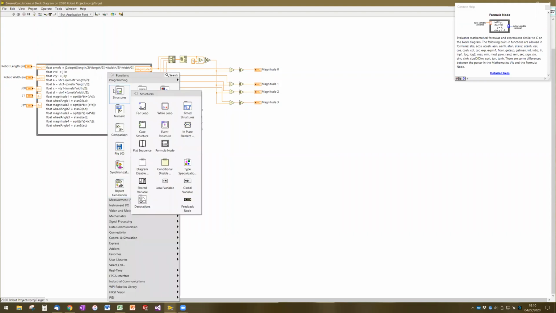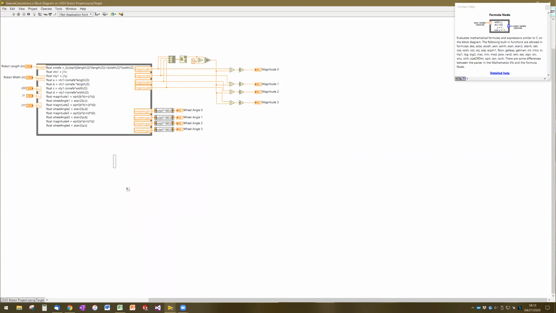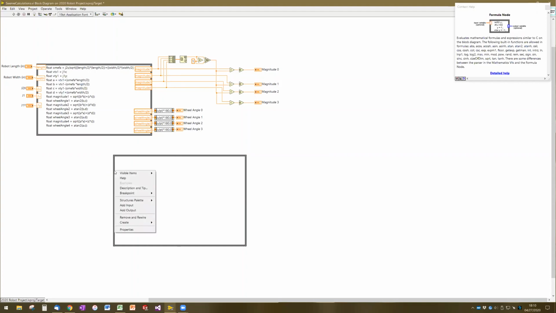The formula node can be found under the structures palette, unless I just lied to you. Oh yeah, right here, formula node. And so you can draw this, and basically on the left-hand side you have inputs, and on the right-hand side you have outputs. To add a new input, you would right-click on it and say add input. So say our input is X, and then if we want to add an output, we'll call it Y. So you right-click on it and say add output Y.